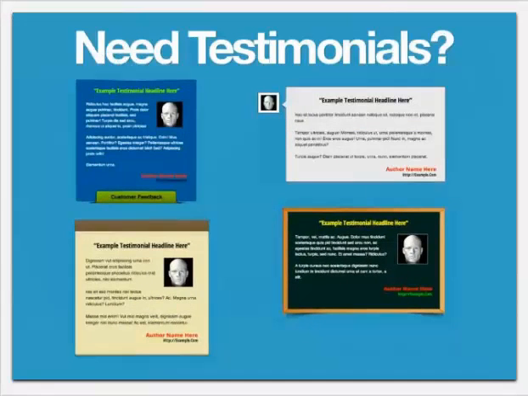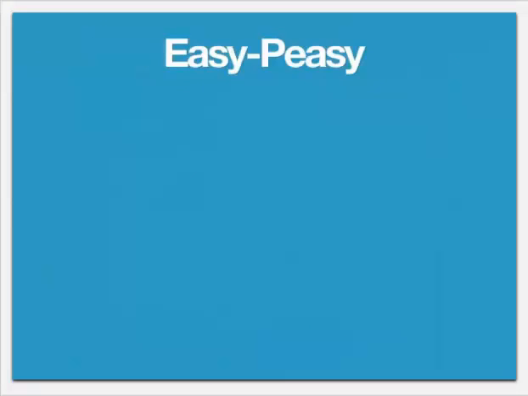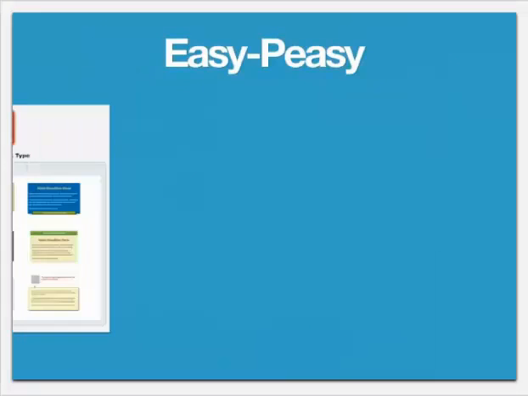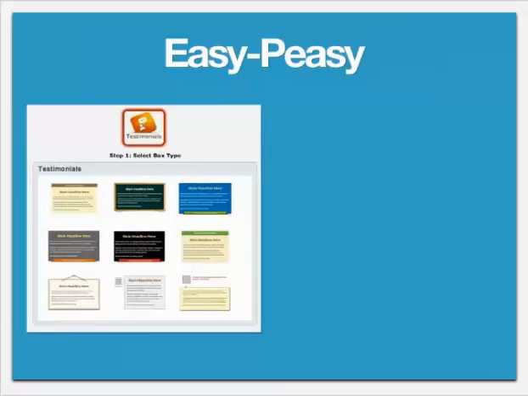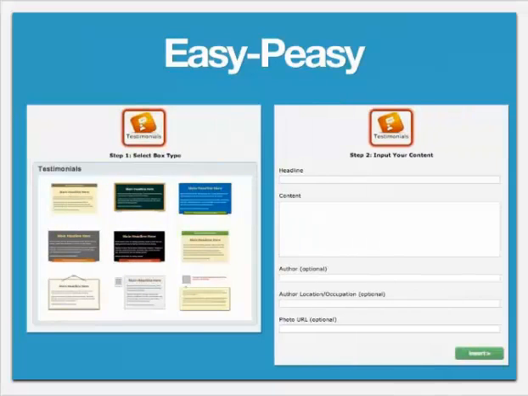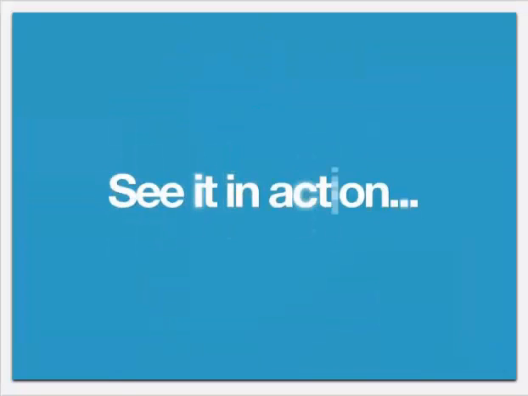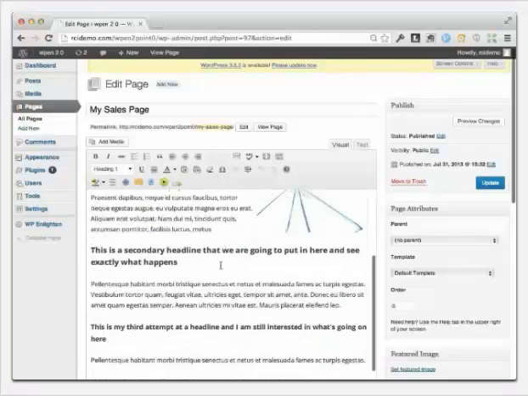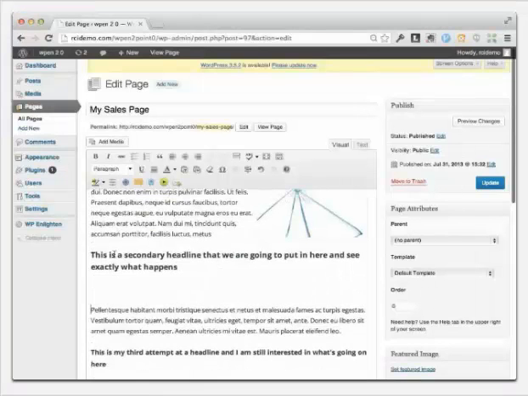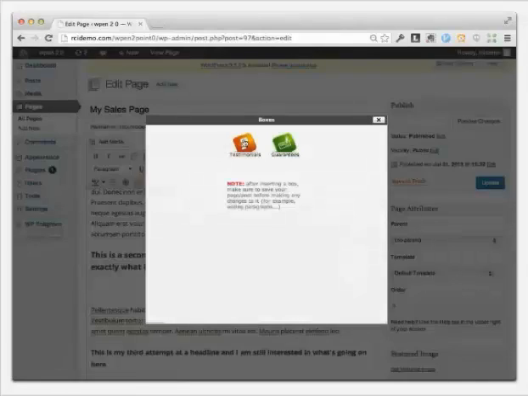Well, here's a sample of some of the ones that I built. These are just a few examples, but let me show you how easy it is. You click on a button, which brings up this thing in WordPress called testimonials. Then you fill out a form, headline, content, and optionally author, location, and photo URL. So let me just show you how easy this is. Let's bust back to our sales page we created earlier based on content forever, right? So here it is. I'm going to insert a testimonial.